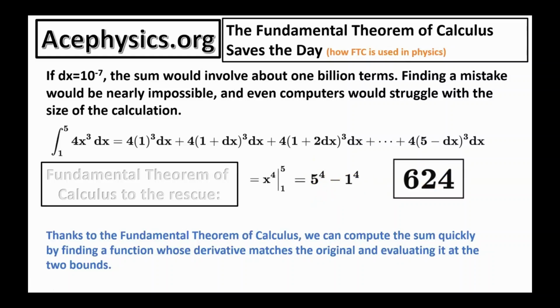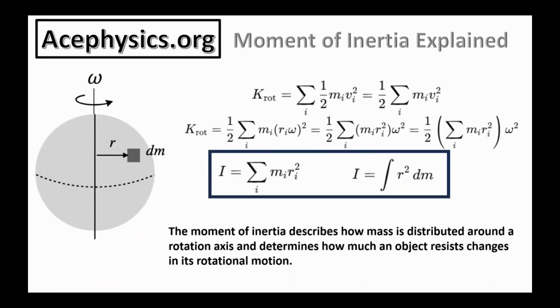In this example, we computed the exact value of the entire sum, 624, in mere seconds. It's one of the most beautiful and useful ideas in all of physics and mathematics. Thank you, Isaac Newton. On this slide, I'll explain what moment of inertia is and why it plays a crucial role in rotational motion. Then I'll walk through examples where the fundamental theorem of calculus helps us compute it for various shapes.